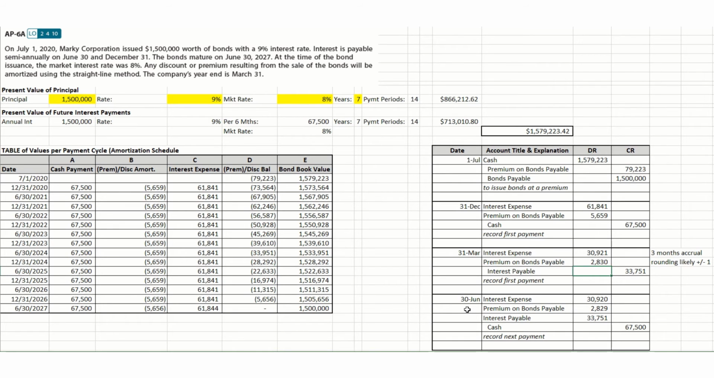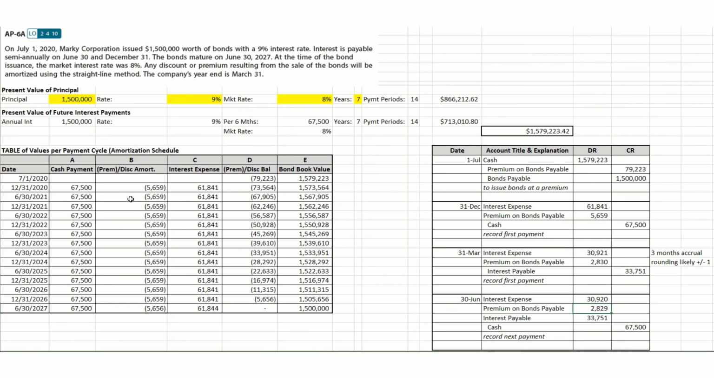Moving forward to June 30th, when we pay cash, credit to cash for 67,500, we then need to remove the interest payable that we've accrued as of March 31st of 33,751 as a debit. And then we need to record the interest expense and premium reduction as per the schedule for the rest of those 6 months. So what I did in this case was I connected the June 30th journal to the amount that was expected for the full 6 months.